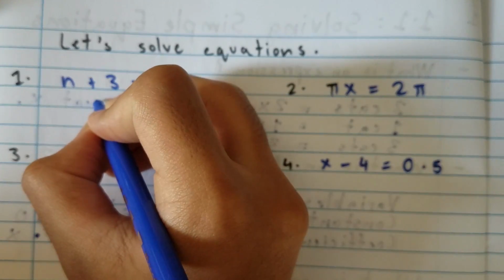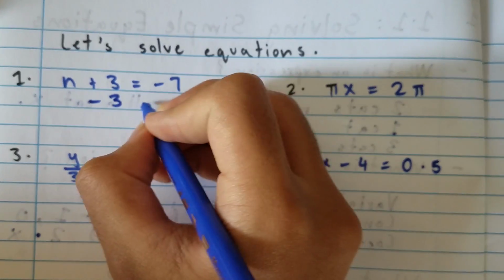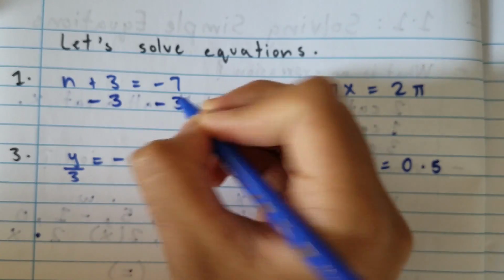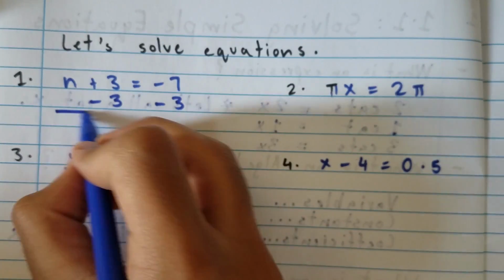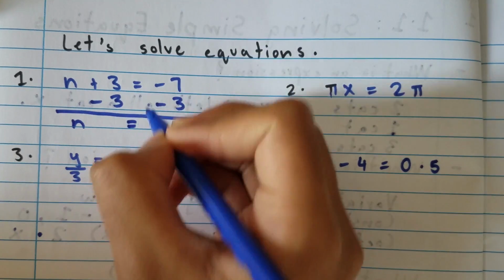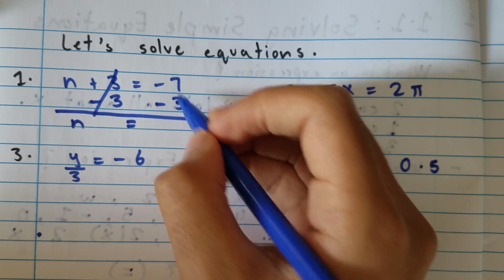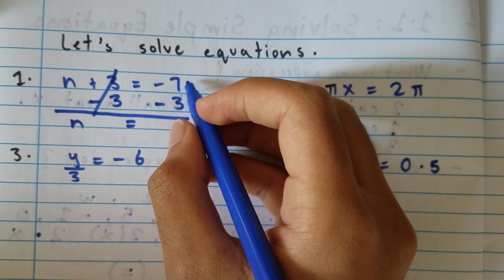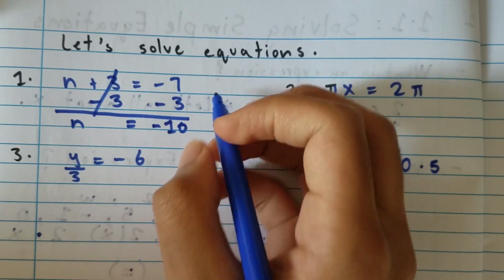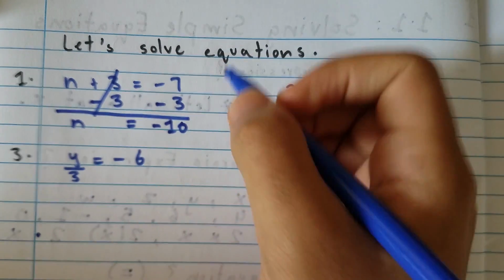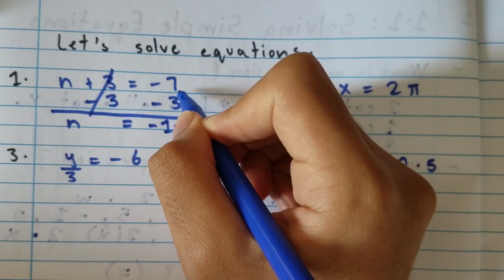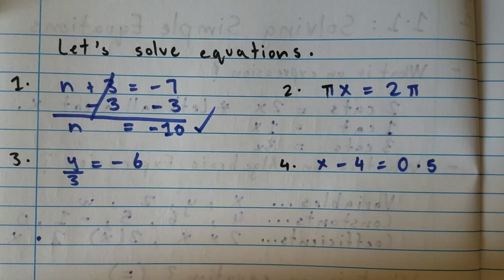Well, we could use the subtraction property, which is subtracting from each side. You could subtract 3 from each side, and this one's going to cancel out, and you get minus 7 minus 3. So that gives you negative 10. Therefore, you know that n equals minus 10. And so minus 10 plus 3 does equal negative 7, so you know that this is true.